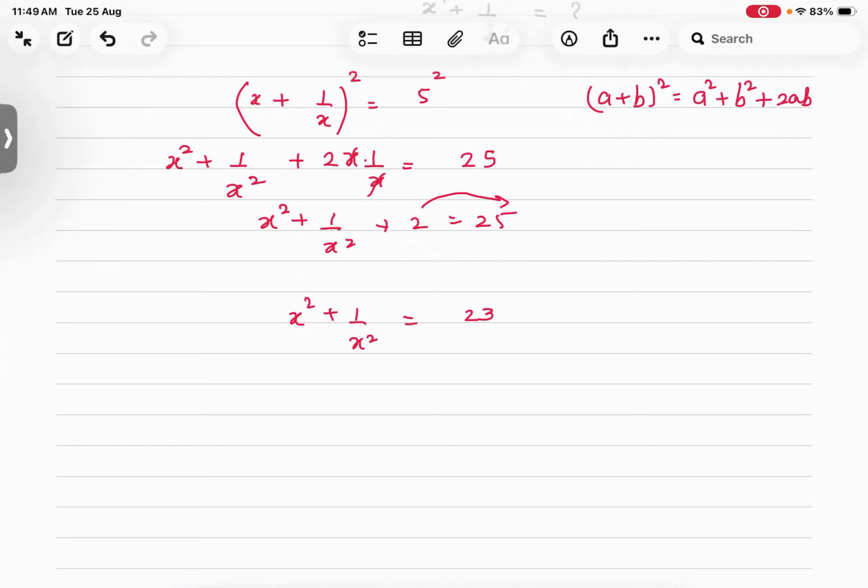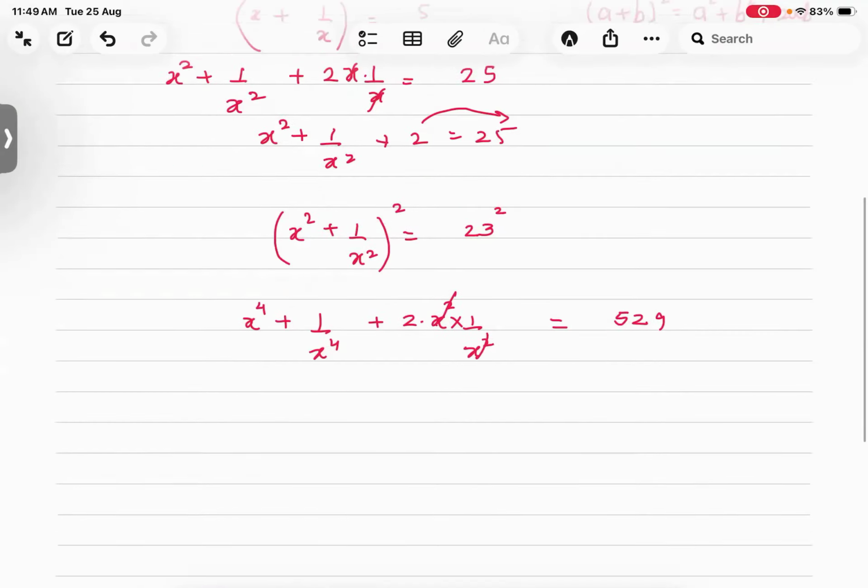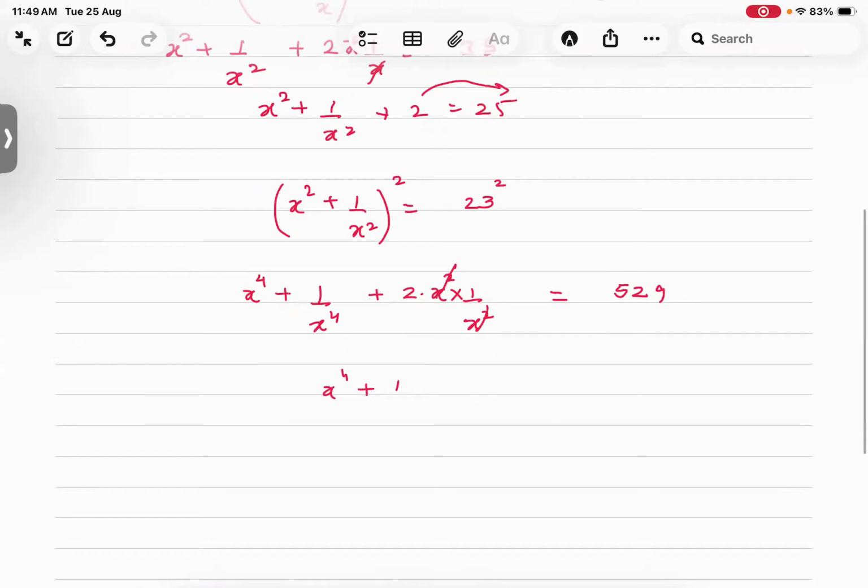Now to get x to the power 4, we know we have to further square it. Again, we square on both the sides. Again, we apply the same identity. This time it will be x to the power 4 plus 1 by x to the power 4 plus 2 times x to the power 2 times 1 by x to the power 2, which is equal to 23 squared, which is 529. This and this get cancelled. We are left with x to the power 4 plus 1 by x to the power 4 plus 2 equals 529.